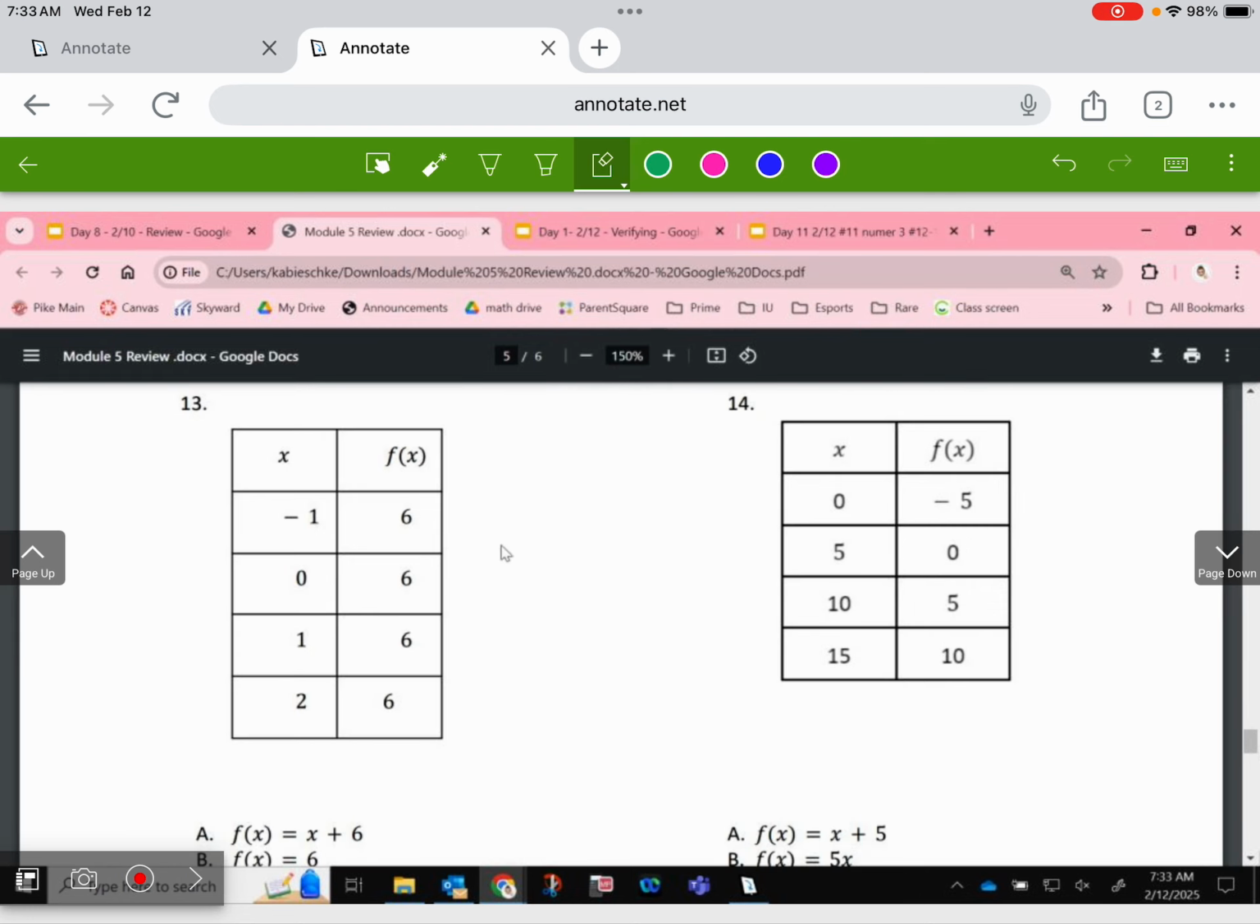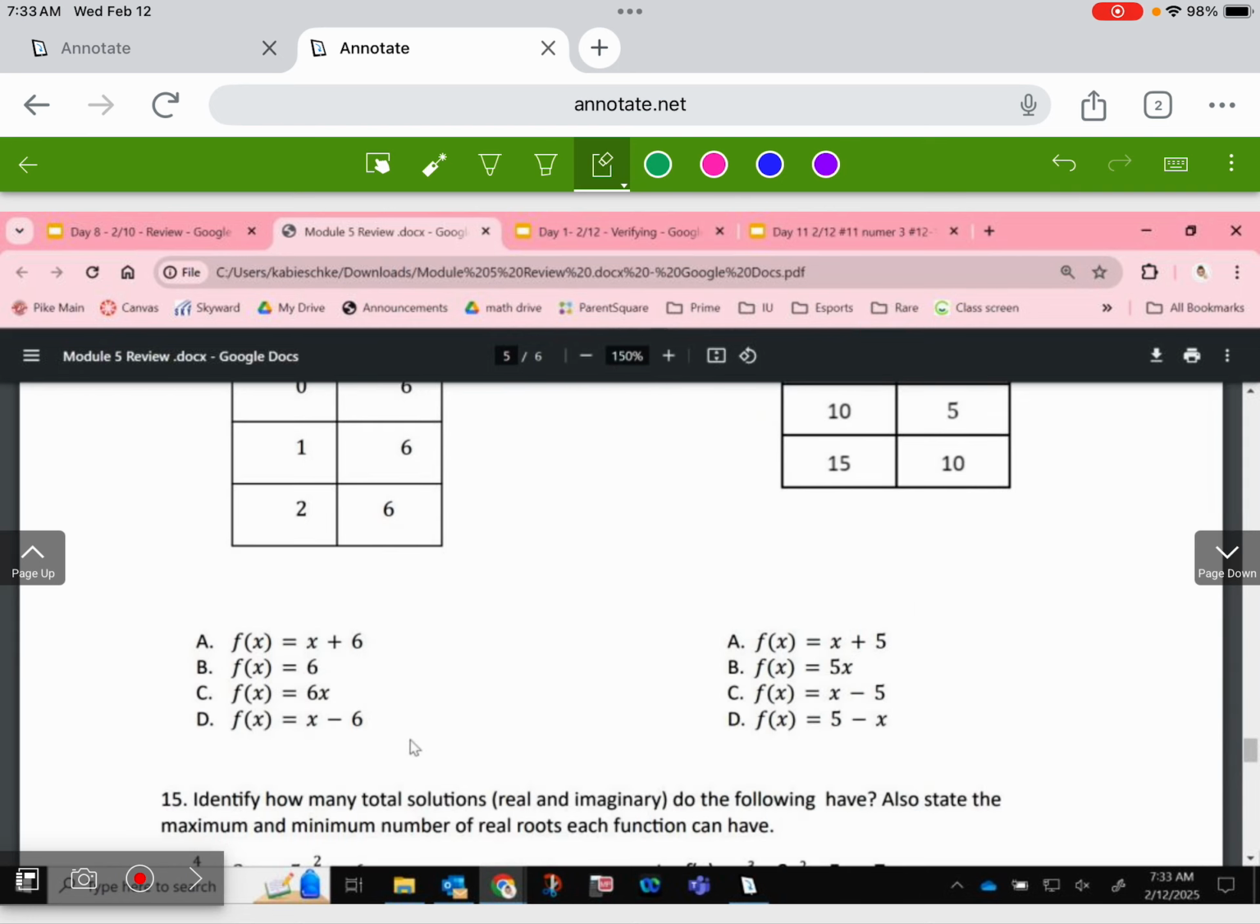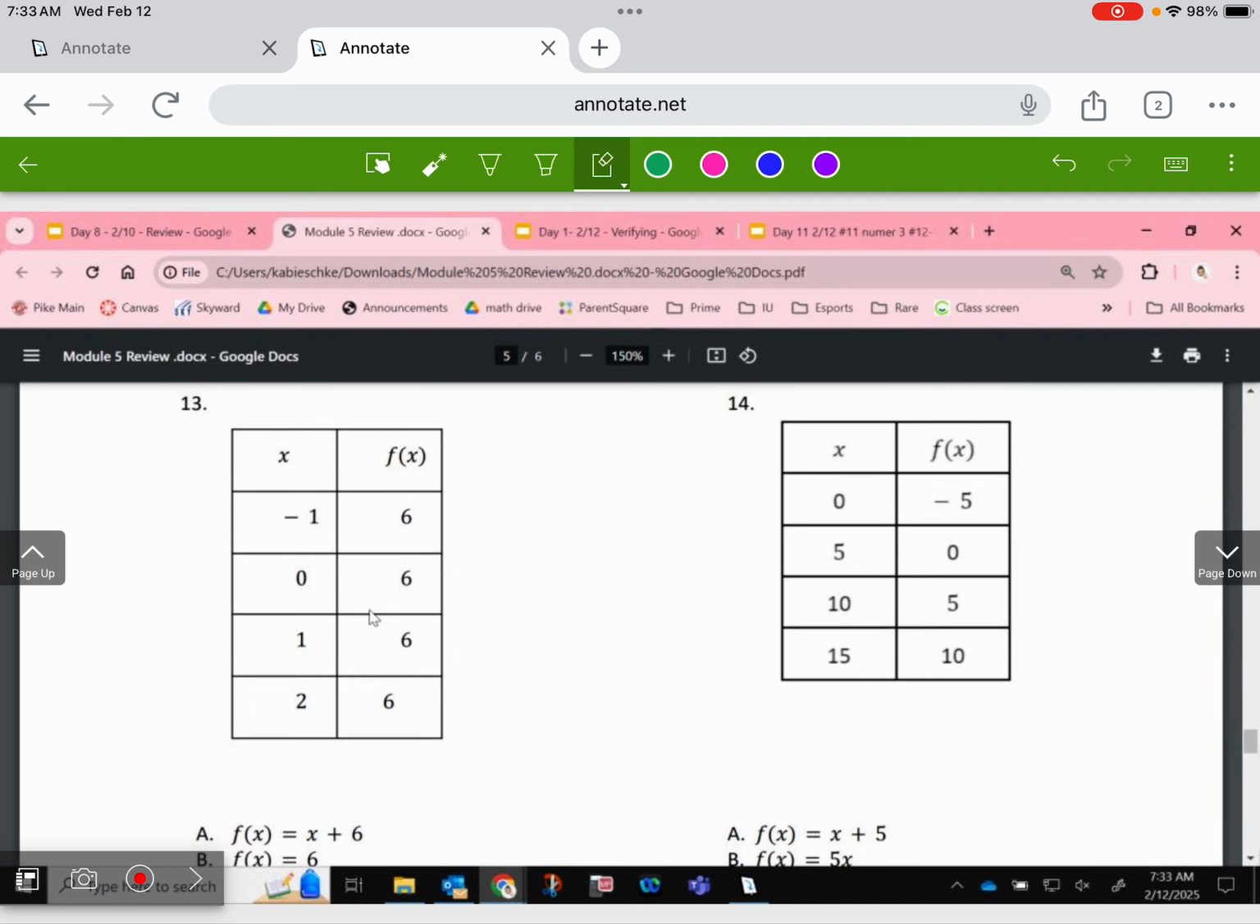How do our x's change? How do our y's change? And you're matching it up to these equations down here. Which one matches? Okay, so that one's just like the bell work.